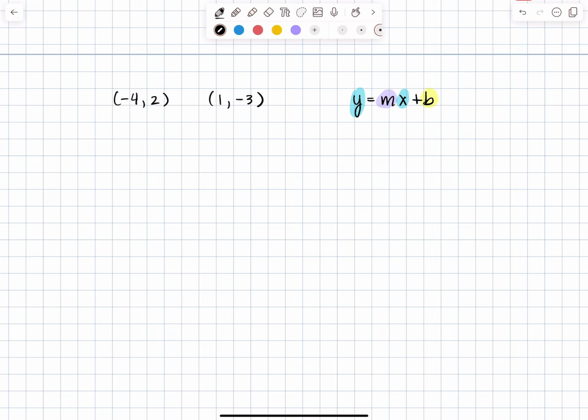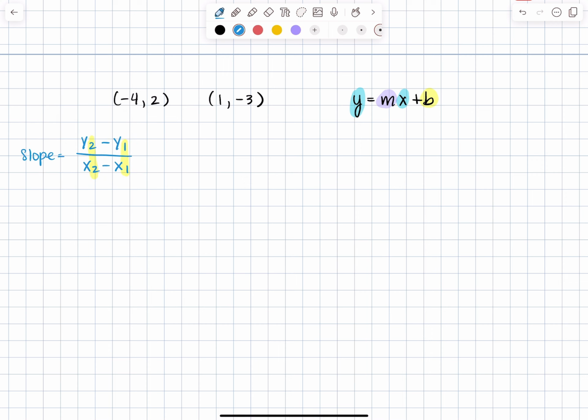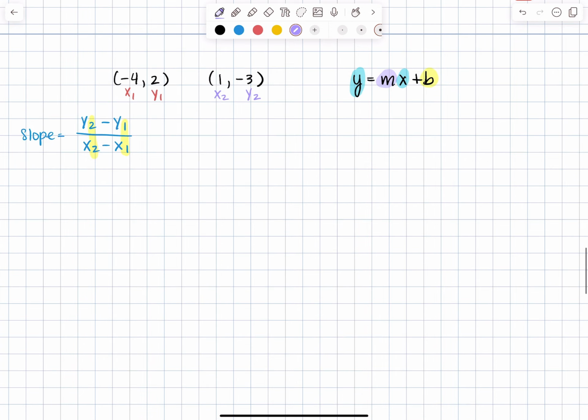To find the slope, we know the equation of the slope for 2 points is slope equals y2 minus y1 over x2 minus x1. Notice that I'm being consistent by keeping the 2's on one side and the 1's on one side. So our third step is to label. So we're going to have x1, then y1, then we're also going to have x2 and y2.